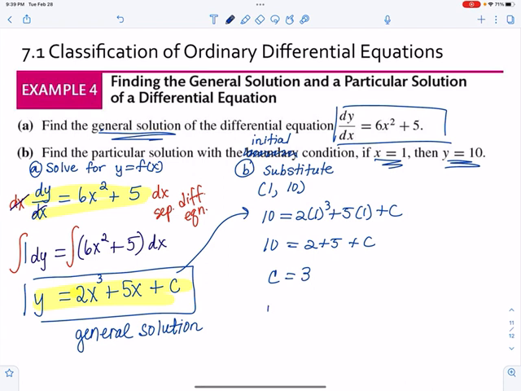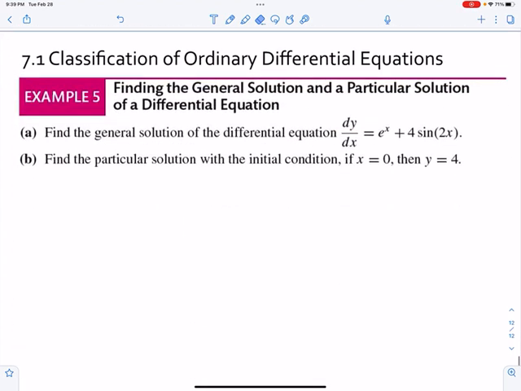Then we have to put that back into the general solution, but replace the c with the number 3. So this is the specific solution whose differential equation, dy/dx, is 6x squared plus 5, and that solution passes through the point (1, 10). I think we can probably do one more, so you have this for reference.